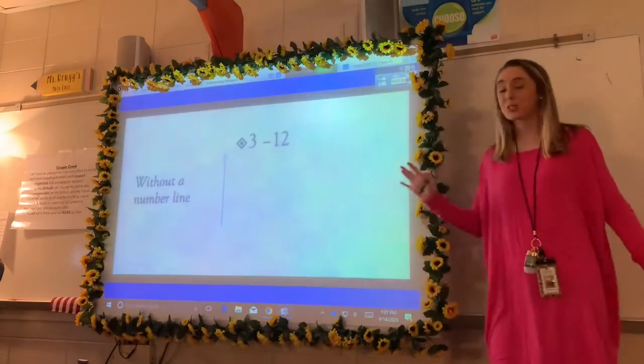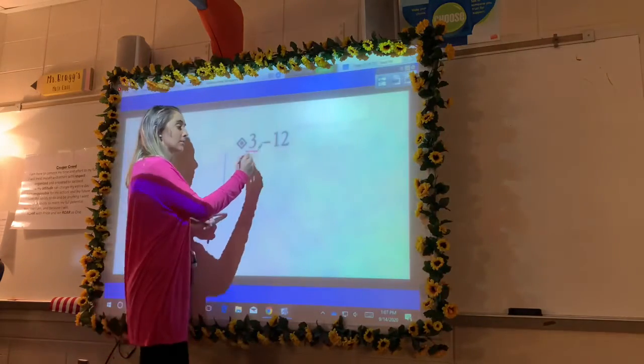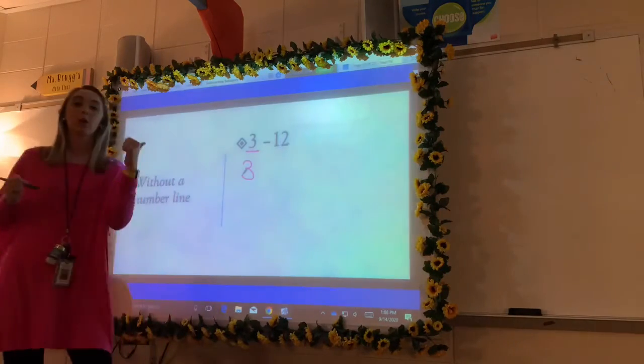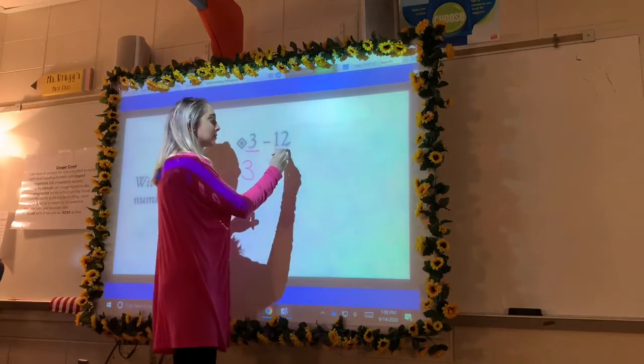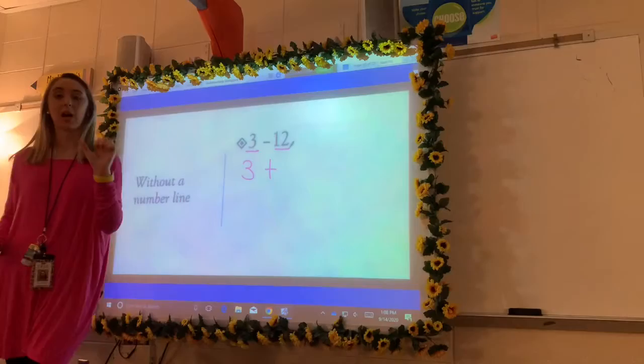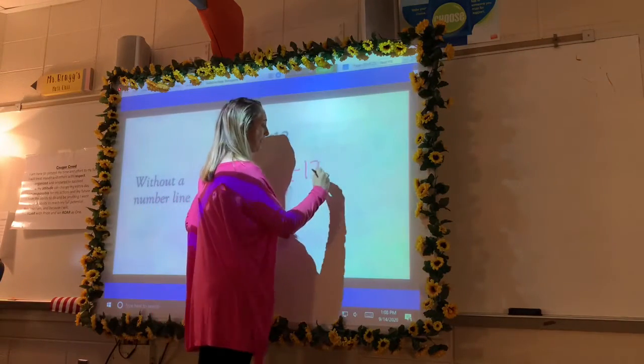Let's just do it with the numbers without a number line. All right, so we have 3 minus 12. Remember, we do not touch the first number, so it stays 3. We always turn subtraction into addition. And we want the opposite of 12. We gotta know, is that 12 positive or negative? It is positive, so we want it to become negative.